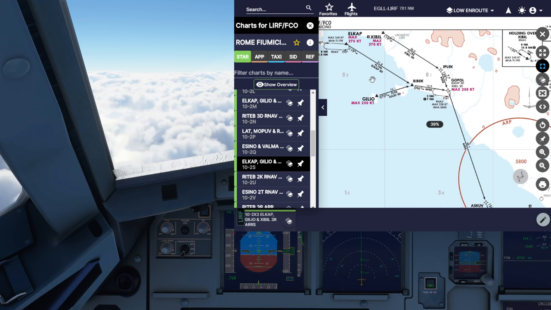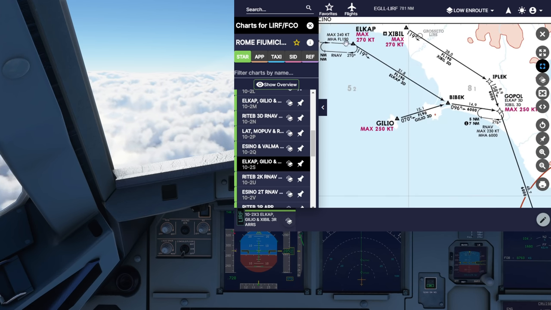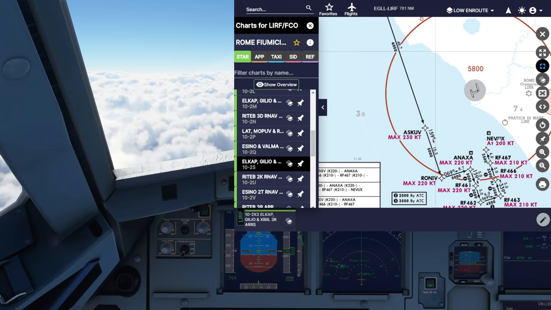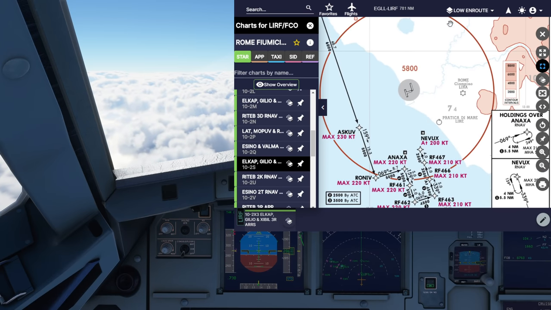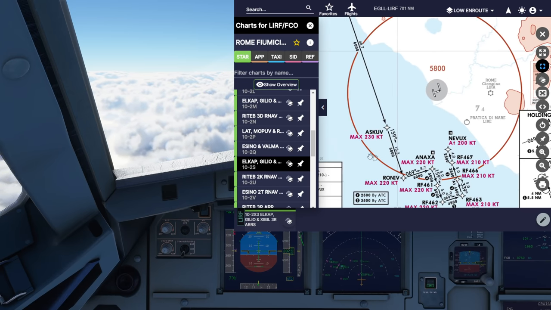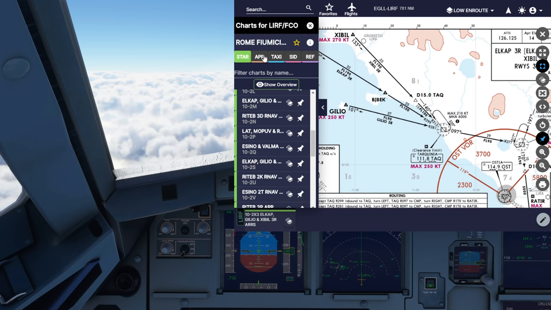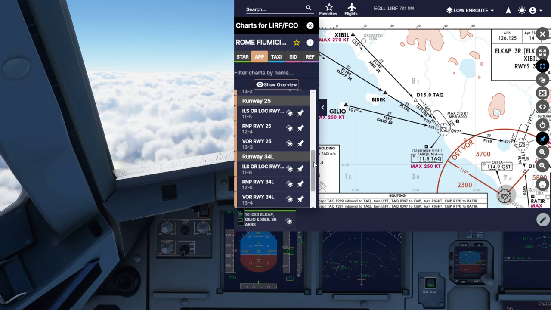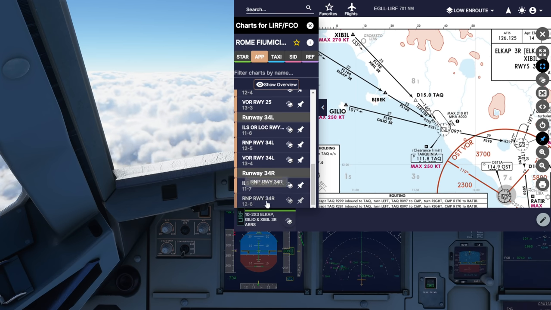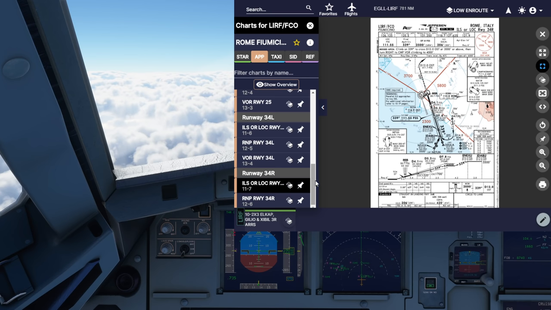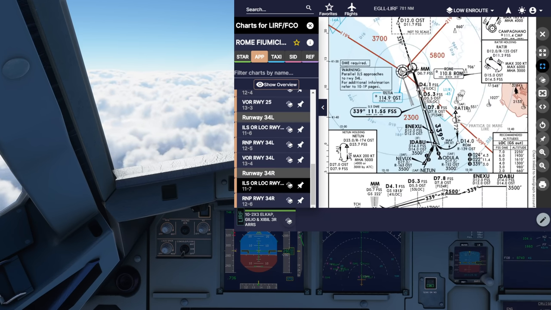This one, for example, the LCAP 3 Delta, you can see will bring us exactly round to the 3-4 left and right, but it's a totally different arrival. So we're going to start off with, as we said, the LCAP 3 Romeo, and then we're not going to look at approach charts today, but just to prove my point, we're then going to fly the RLS for runway 3-4 right.